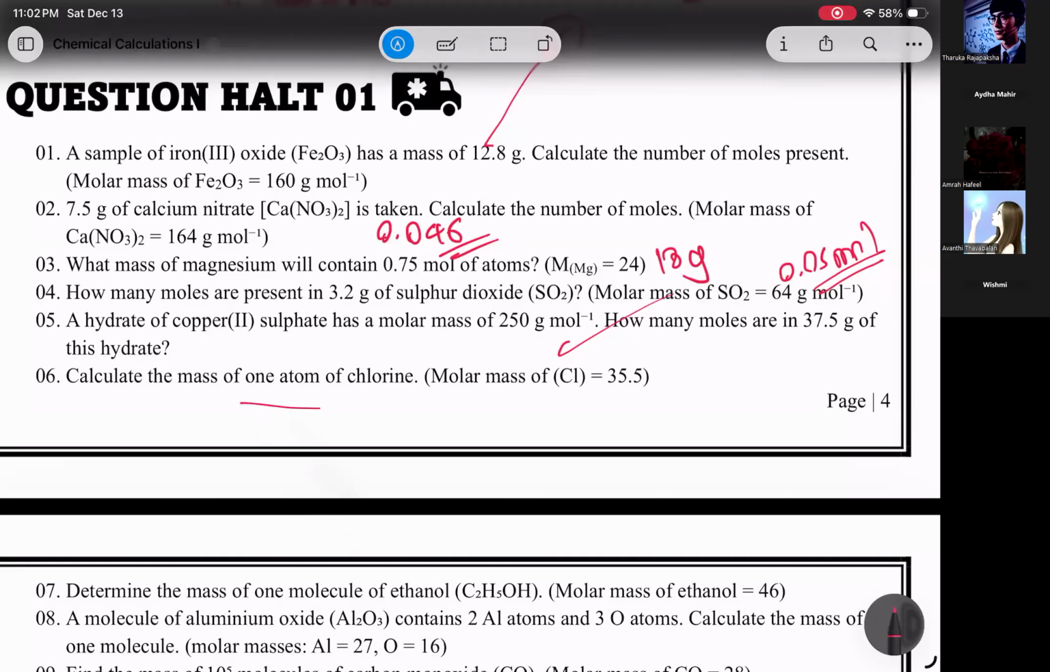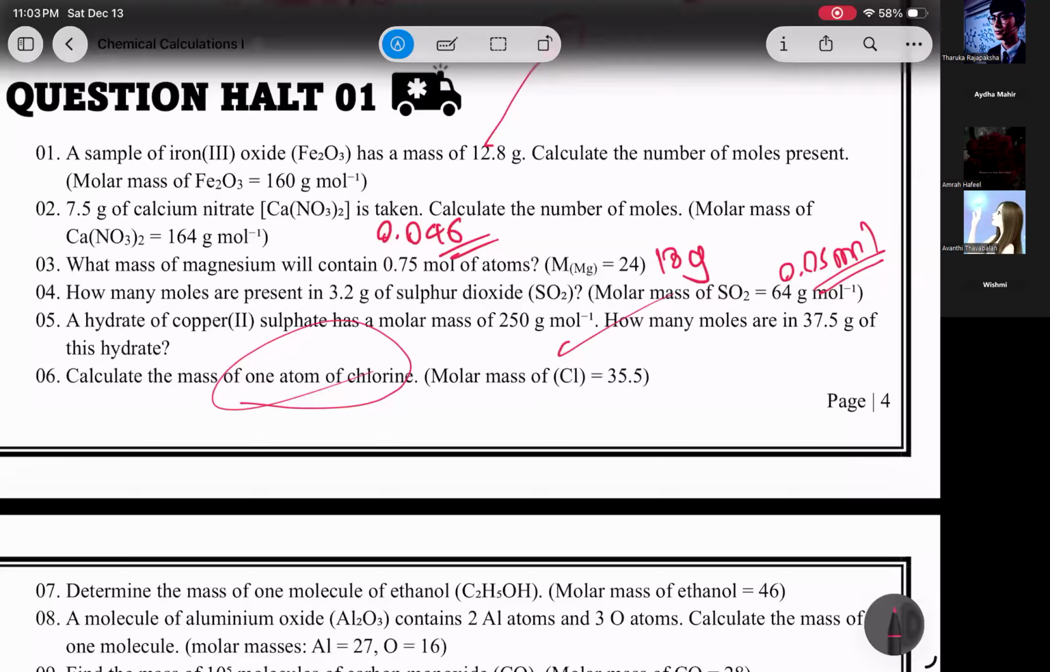Calculate the mass of one atom of chlorine. That's interesting. The molar mass, what is molar mass? You need to know the definition of molar mass now. Mass of 1 mole of chlorine, right? That is 35.5 grams. Mass of 1 mole of chlorine will be 35.5. They're asking mass of one atom.